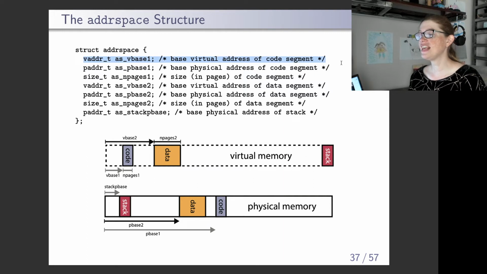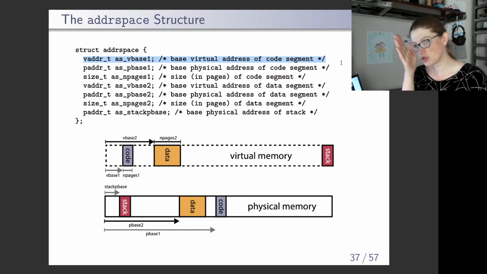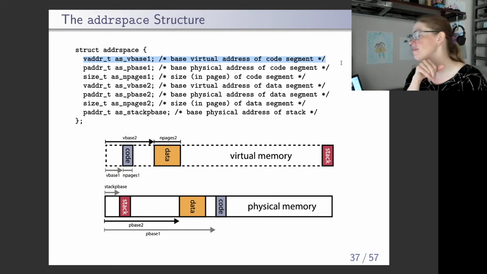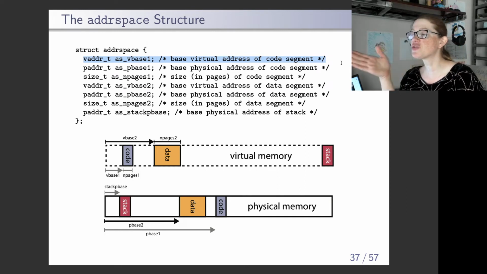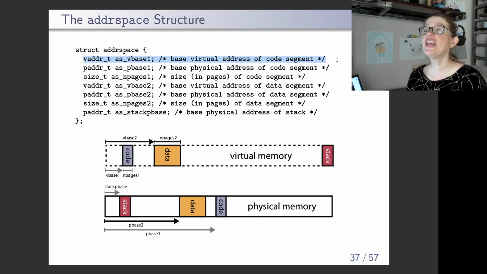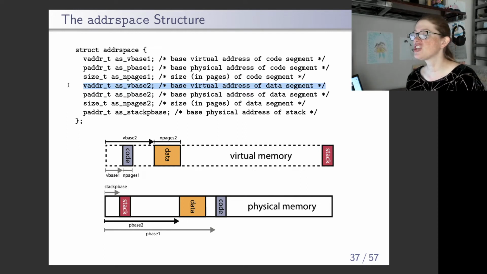First off, we keep for the code and data segment what's known as the base virtual address of the segment. So this is where in virtual memory this segment starts. And since our MMU is actually a paged MMU, you can note that the address where the code segment starts will be divisible by the page size. If it's not, the kernel will throw a panic and get very angry. So we have the base address for the code segment, and we have the virtual base address as well for the data segment. And again, that's going to be page aligned, so divisible by the page size.